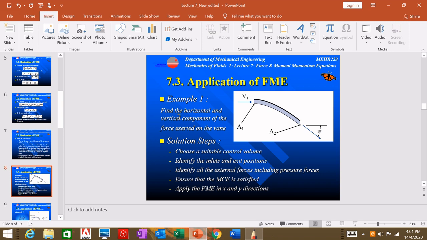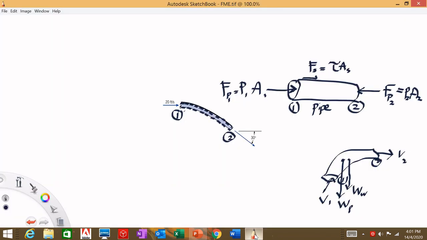The horizontal and vertical component of the force exerted on the vein, or in other words, the force exerted by the water on the vein, can cause the vein to move. So therefore you need support. The vein needs to be supported. So this force, I call it the reaction force.